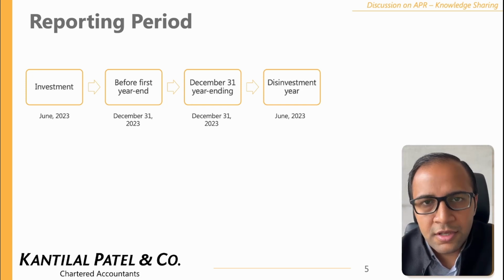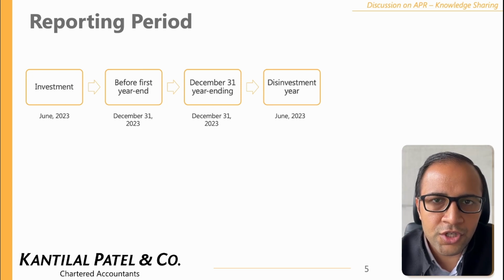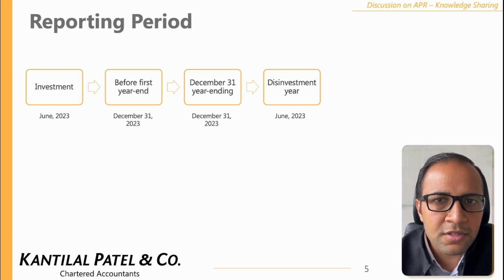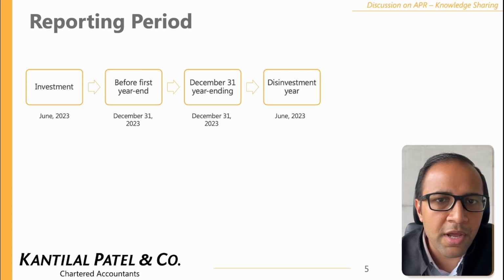What happens in the disinvestment year? Disinvestment in FEMA refers to the alienation of shares or the interest by the Indian entity or the resident individual. When this disinvestment happens, typically up to the date of disinvestment, you would file the APR. Also, on the date of disinvestment, you would file Form FC for reporting the disinvestment, and that would absolve you from filing the APR.